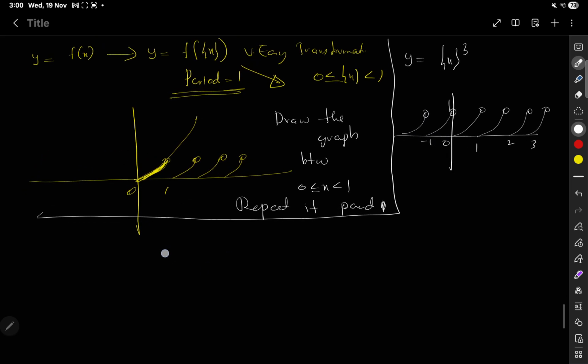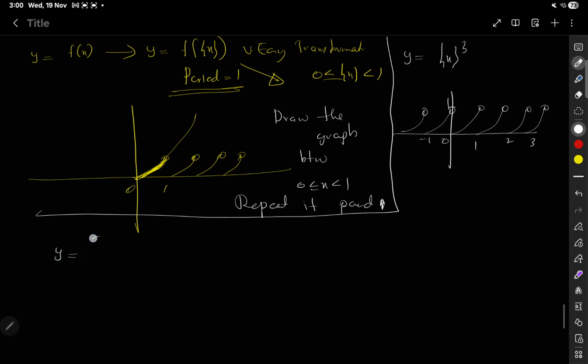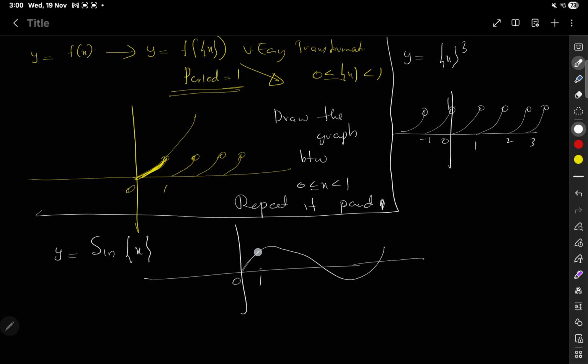Okay. Now, what is y equal to sine of fractional part x? This is sine x graph. Okay. You take only the graph between 0 to 1. This graph. All others are immaterial. Okay. So, how will be your graph? You draw this 0 to 1. This is sine 1. Then repeat this graph. Okay. That's it.